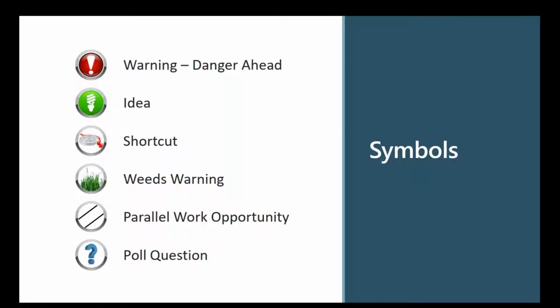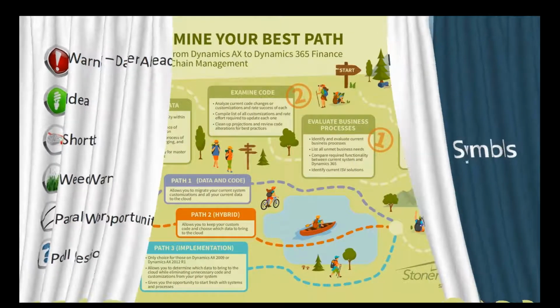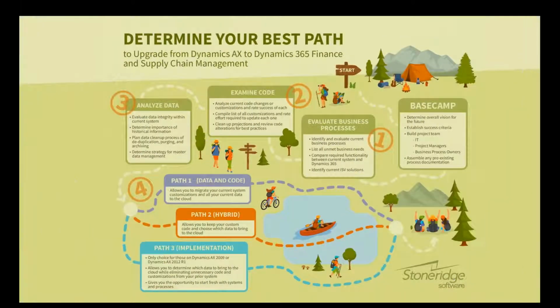So without further ado, let's go ahead and show the wonderful infographic that you guys have probably seen in the past. This is the determine your best path that we put together at Stone Ridge Software with the help, obviously, of our delivery team, our marketing team, basically a huge collaboration between the teams internally to take content that really should be considered during an upgrade process and bring it together in a very simple and easy to understand concept on how you should be looking at going through this particular process.